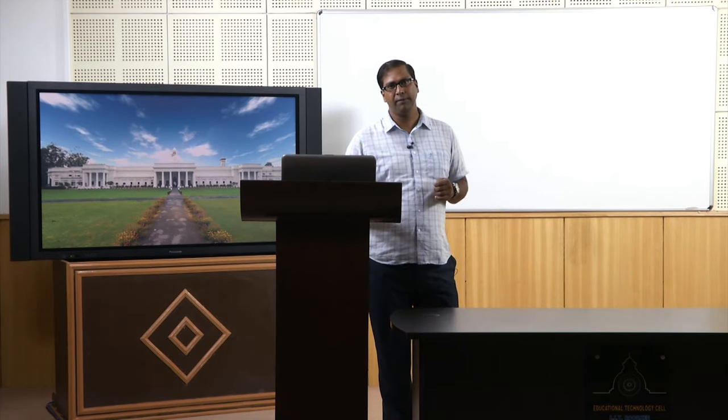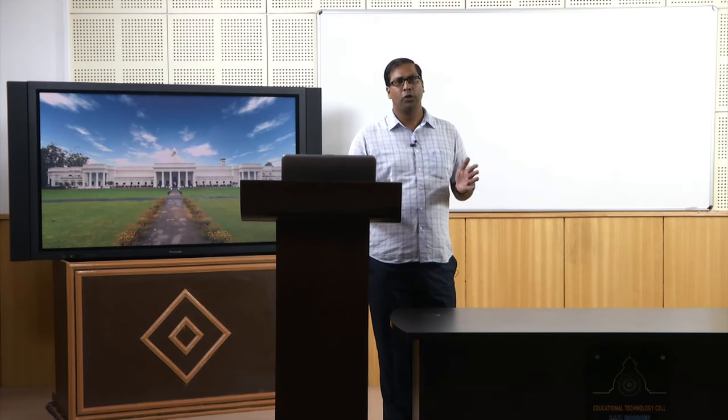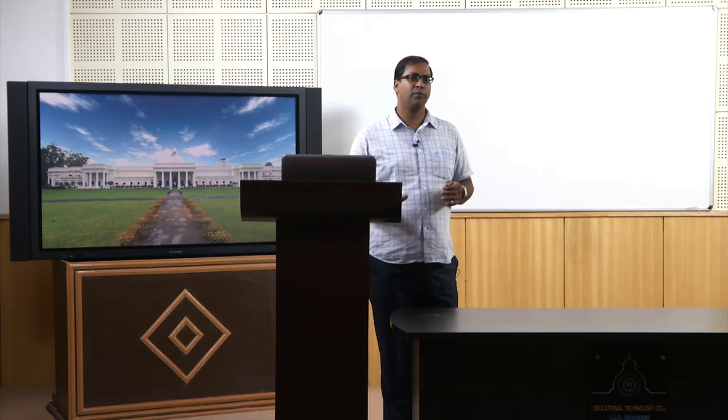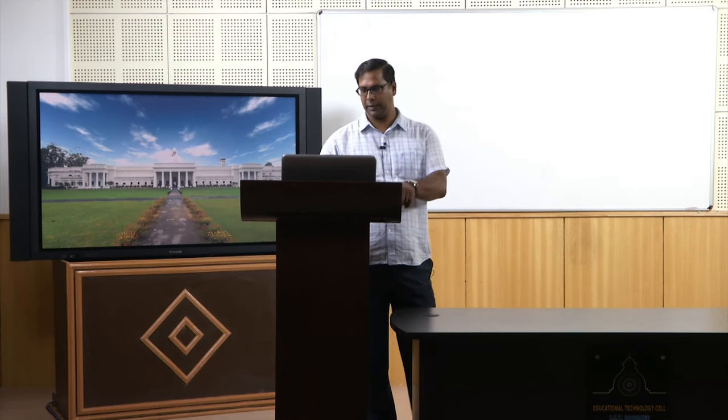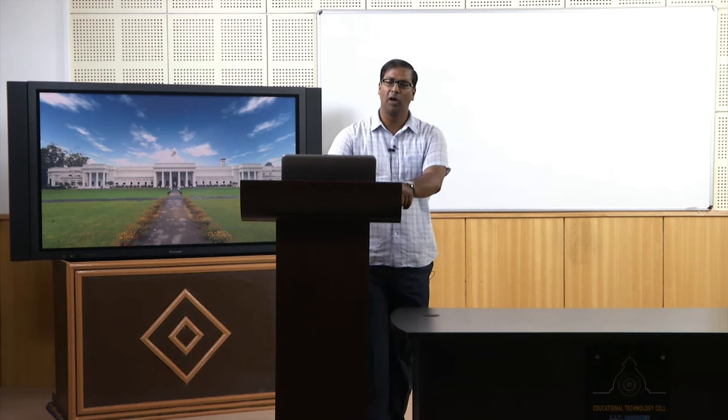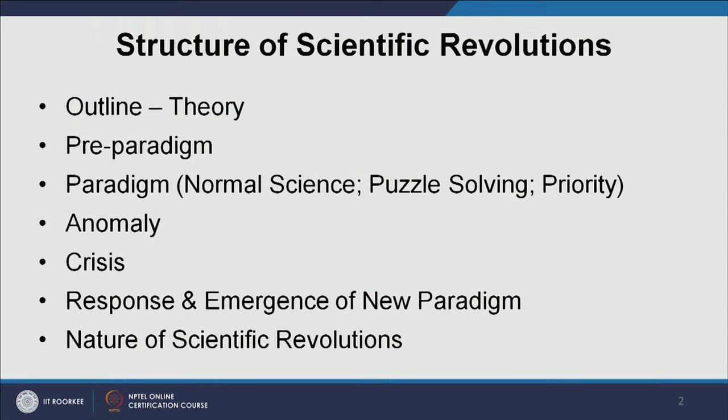Now, with this basic background, I come to the basic model of Thomas Kuhn regarding the structure of scientific revolution. This is how the outline of the lecture is. First, we'll discuss what is pre-paradigm, then we'll discuss the paradigm, that is the period of normal science, which is also the period of puzzle solving activity. Then we'll come to the anomalies, the crisis in the scientific world, followed by the response to crisis and the emergence of a new paradigm, and the nature of the scientific revolution.